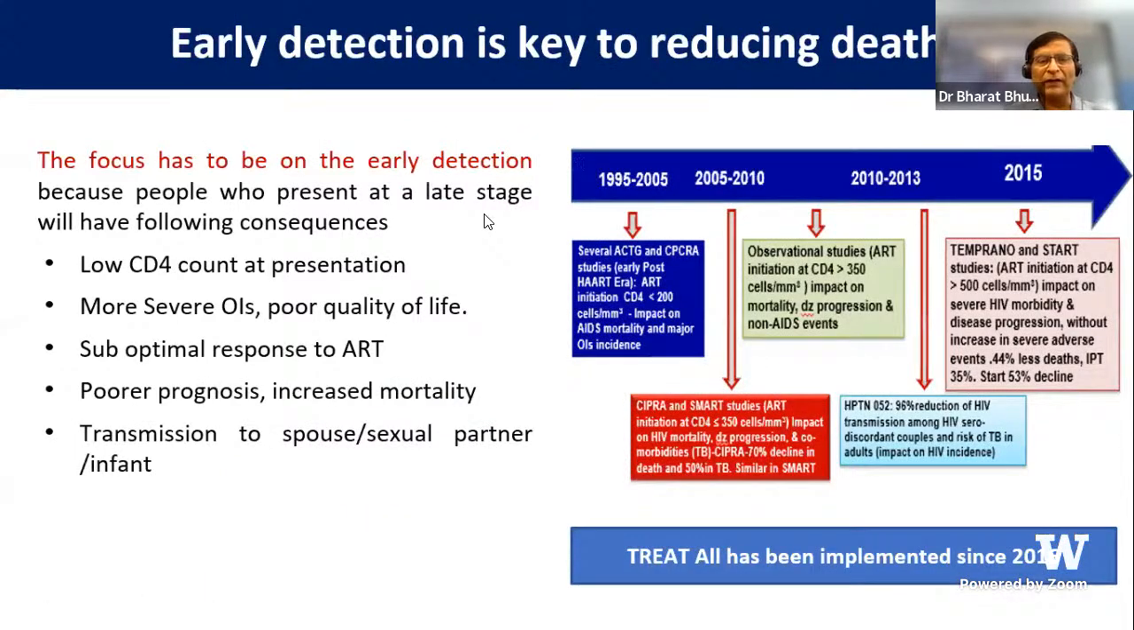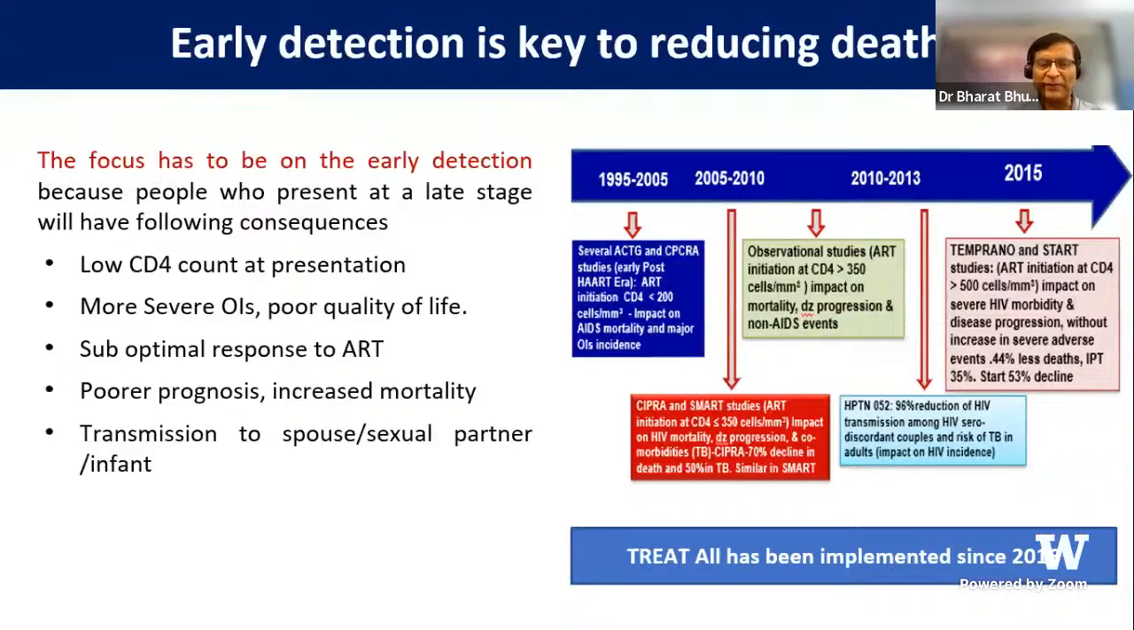We all know that early detection is key to reducing deaths. That is a very important component because when people present at a late stage, they will have lower CD4 count, they will have more severe opportunistic infection, multiple opportunistic infections. Consequent to that, there will be hospitalization, poor quality of life. And even when you present at low CD4 count, your response to ART will be suboptimal. So when a person presents late, this leads to a poor prognosis, increasing the mortality.